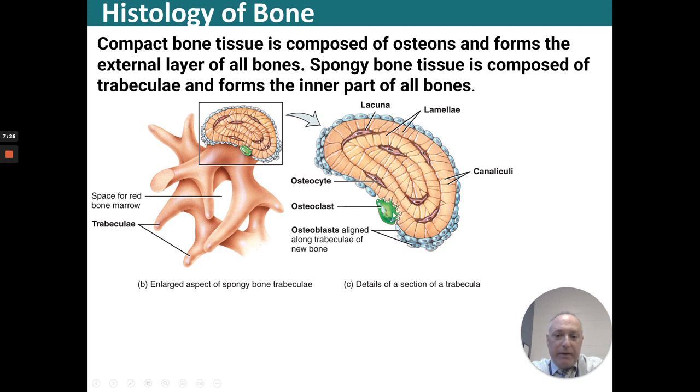And then we've got an osteoclast down here. Remember, osteoclast is a different cell lineage. It's actually a white blood cell, and it's going to have very different functions than the osteoblast and the osteocyte.